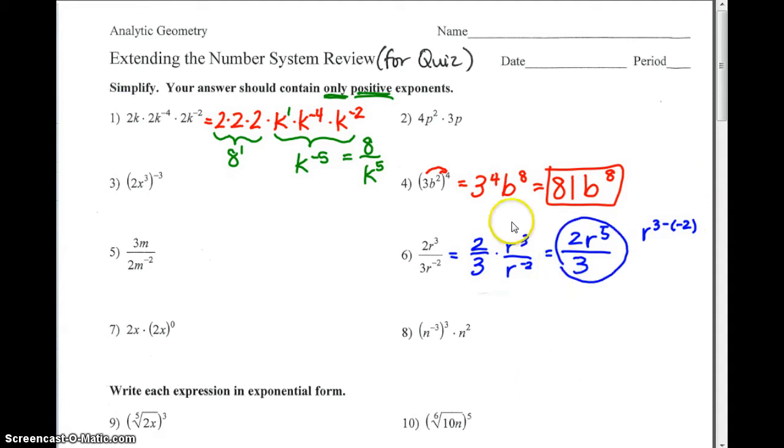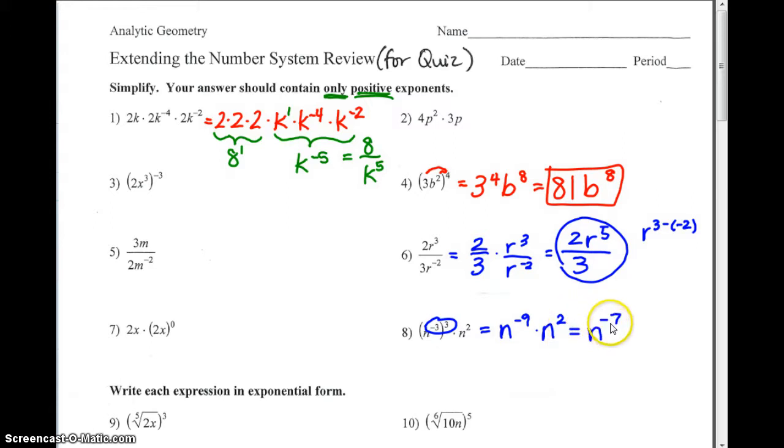Okay, let's go ahead and work on number 8. First thing I want you to do is get rid of these parentheses. So I need to multiply these exponents. Okay, this comes from your graphic organizer. So I have n to the negative 9 times n squared. Now when I multiply like bases, I need to add my exponents, okay? So we have n to the negative 7.